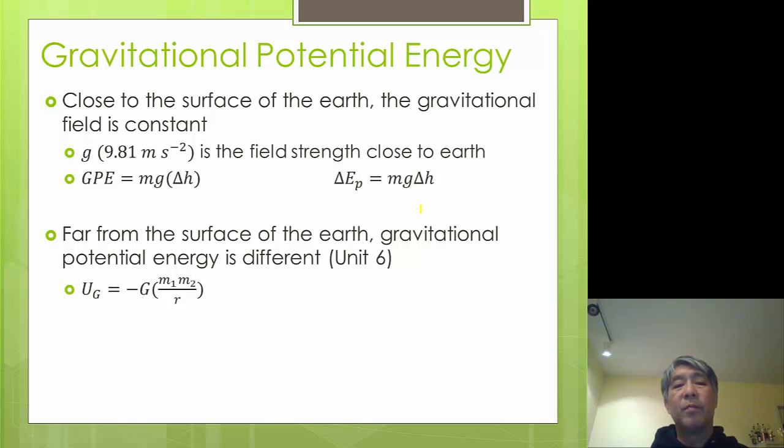Instead, it takes on this form of minus capital G, where capital G is the universal gravitational constant, 6.67 times 10 to the minus 11, m1, the mass of object 1, times the mass of object 2, divided by the distance separating them. If this formula looks familiar, it's not exactly what you're familiar with, because you're probably thinking of Newton's universal law of gravitation, which has GMm over r squared.